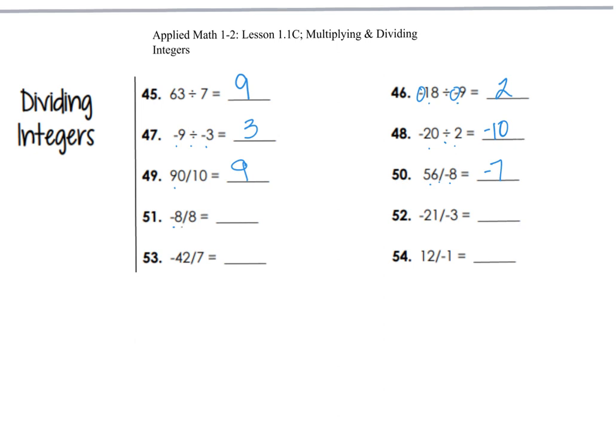51, negative 8 divided by positive 8 is going to stay negative 1. 52, we have negative 21 divided by negative 3. So two negatives result in a positive solution. That will be positive 7. 53, we have negative 42 divided by positive 7. Okay, it's going to stay negative, negative 6. And last but not least, we have 12 divided by negative 1. So a positive and a negative put together are going to leave this negative 12. All right, so be on the lookout for all your signs while you're working on this, and use your calculator as necessary.